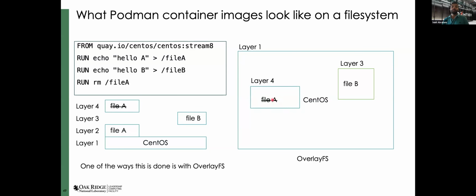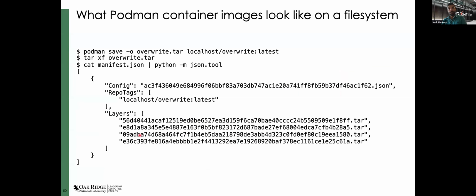What you will see is that file A is missing because it has been deleted, because layer 4 supersedes layer 2. But this does not mean that the data in layer 2 has been removed. It is still there. So this container that we create here is what I'm showing here.